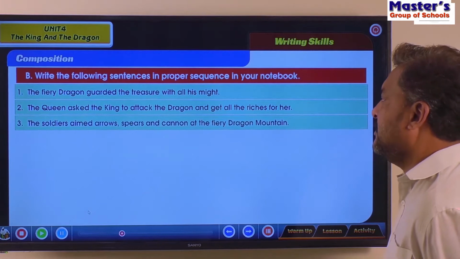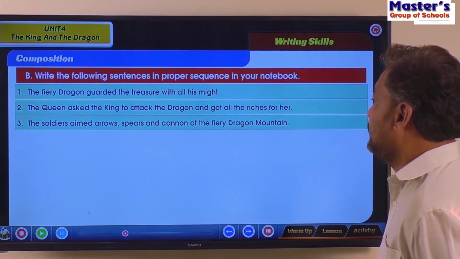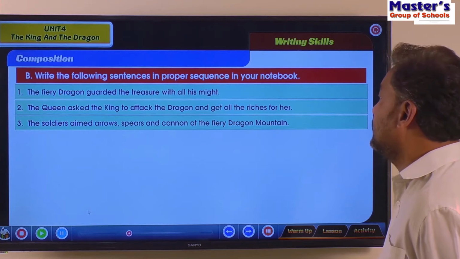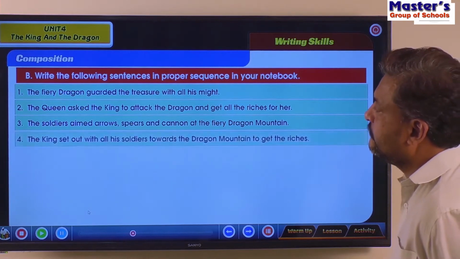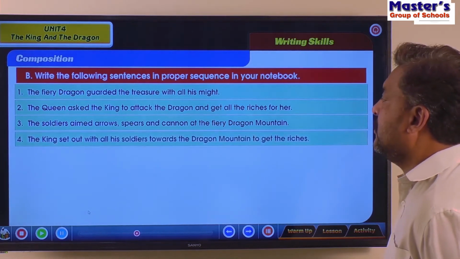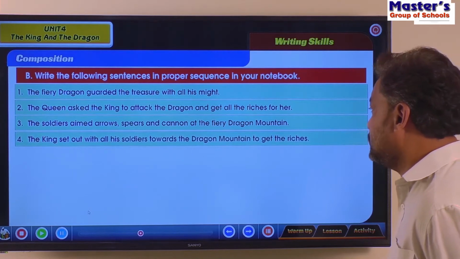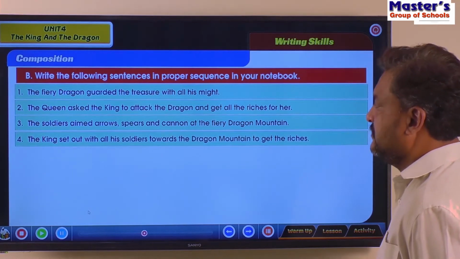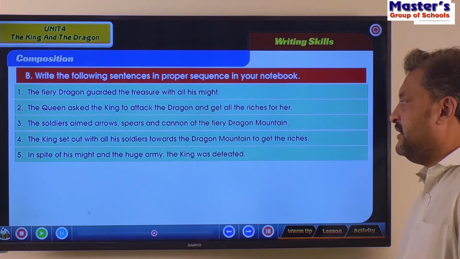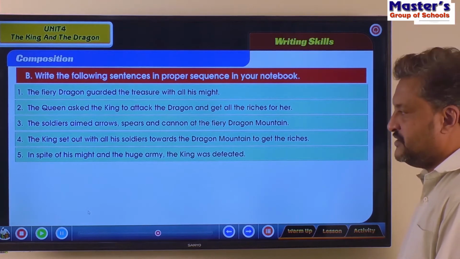The soldiers aimed arrows, spears, and cannons at the fairy dragon mountain. The king set out with all his soldiers towards the dragon mountain to get the riches. In spite of his might and a huge army, the king was defeated.